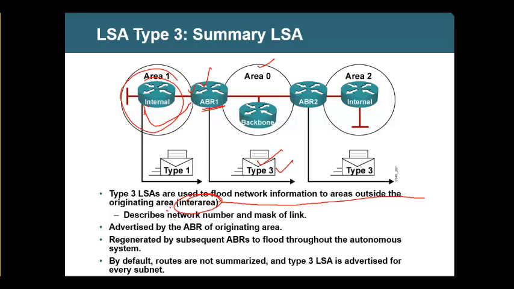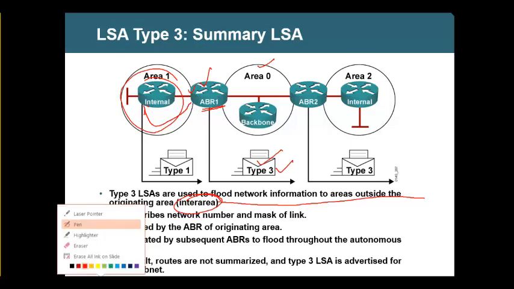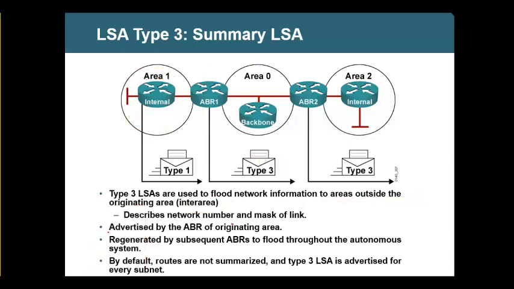So we understood what type 3 LSA is. Type 3 LSA is the one which brings routes from other areas. Type 3 LSAs are used to flood the network information to areas outside the originating area, called inter area. So this advertises the network and the mask. This is originating from where? ABR. So from this ABR it goes as type 3. Again this ABR will regenerate it as type 3.